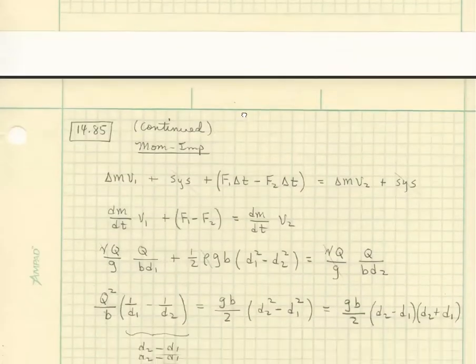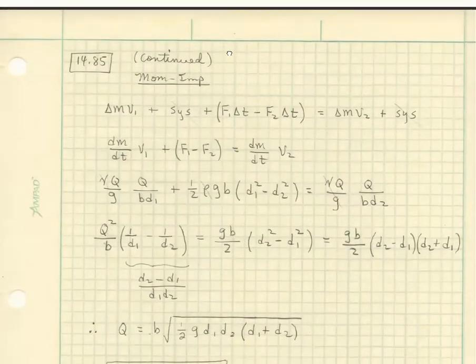Continue on with 1485. We're going to look at a delta M of mass entering from the left with a velocity V1. You have your system momenta, then you have your external impulses applied. There's an F1 delta T to the right and a minus F2 delta T to the left, from the left and right sides. And that's going to be equal to your final momentum, which is a delta M exiting with V2 velocity plus your system momenta. System momenta will cancel out on each side.